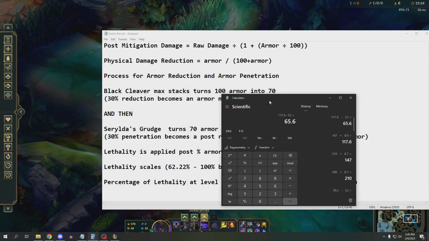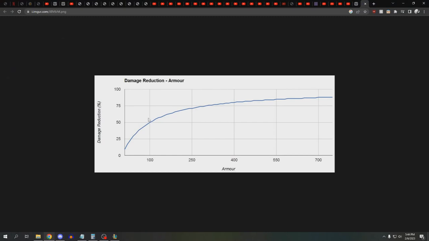So let's take 300 armor. We divide it by, in parentheses, 100 plus 300 armor. What we get is 0.75. So at 300 armor, you actually have 75 percent reduction. And there's also a chart here. You can see this point right here is 300, and it's 75%. And you get less and less the more you go on, until it kind of just bottlenecks. You can't really get more.